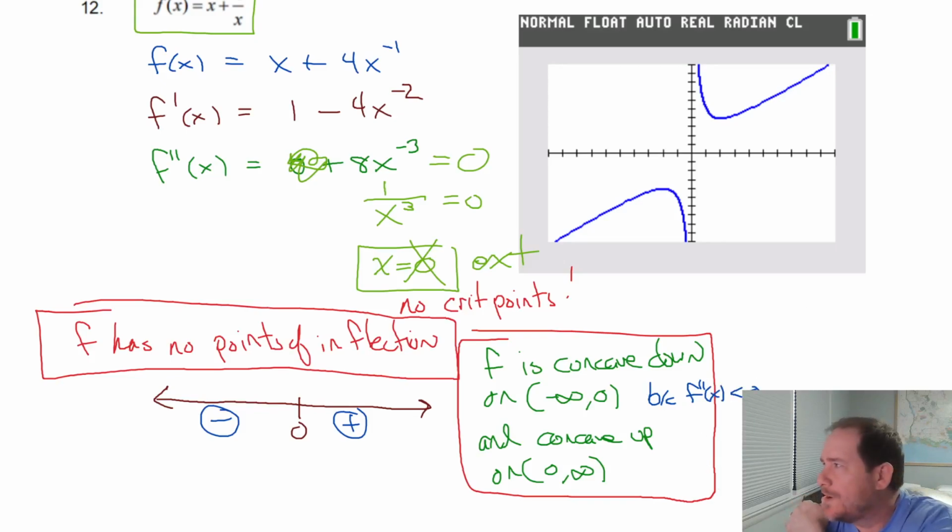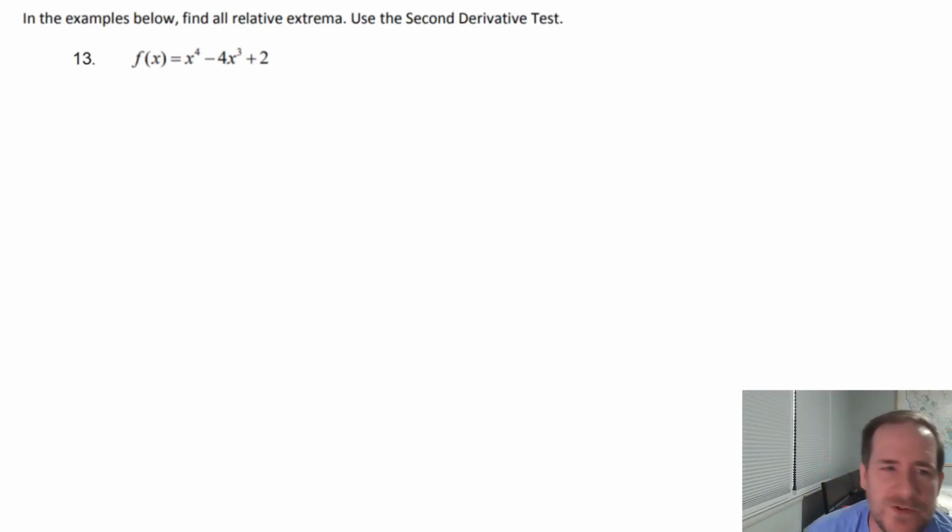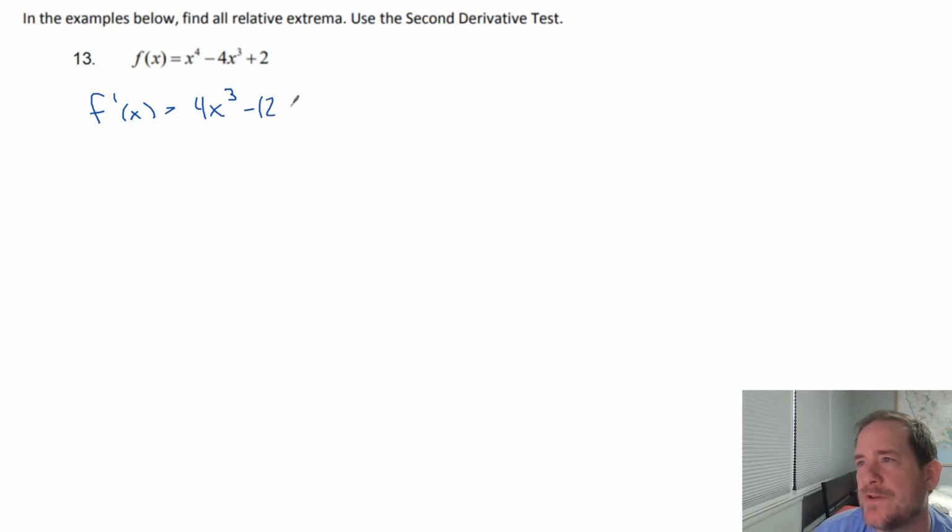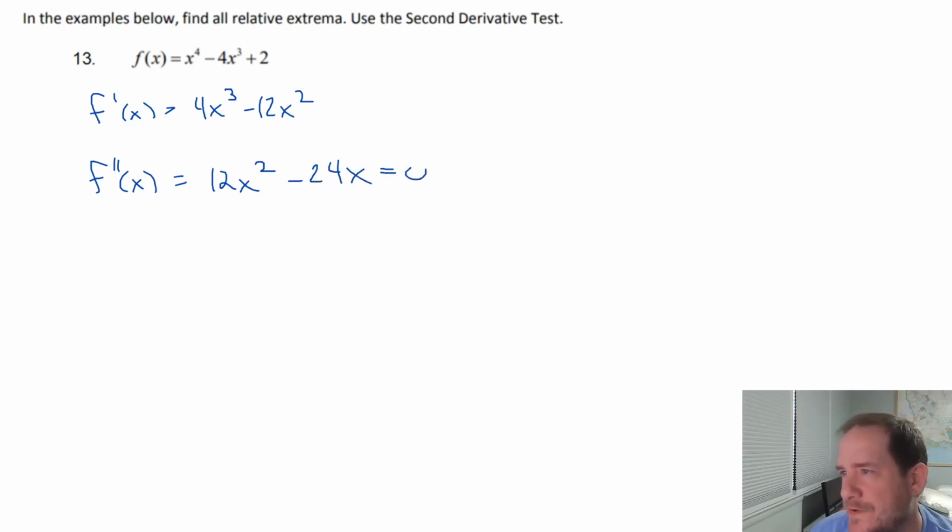All right, that's 12. Let's do 13. Oh, 13 is just a polynomial, so yay, easy peasy. Because I take my first derivative, and I get 4x cubed minus 12x squared. Take my second derivative, and I get 12x squared minus 24x. And if I set that equal to 0, I should get two solutions. I can factor out 12x to be left with x minus 2.